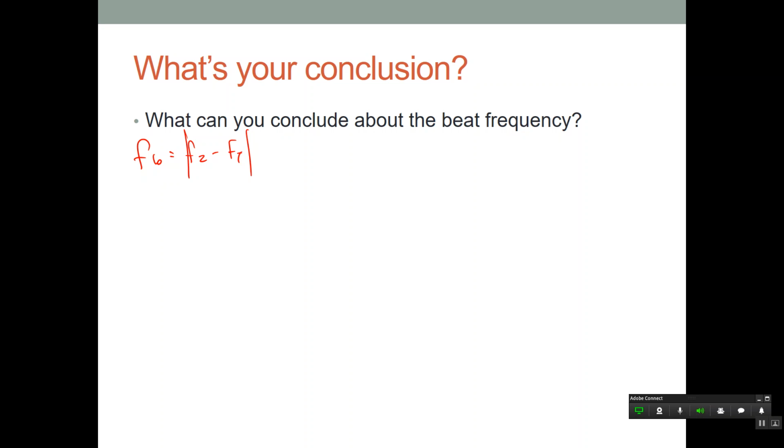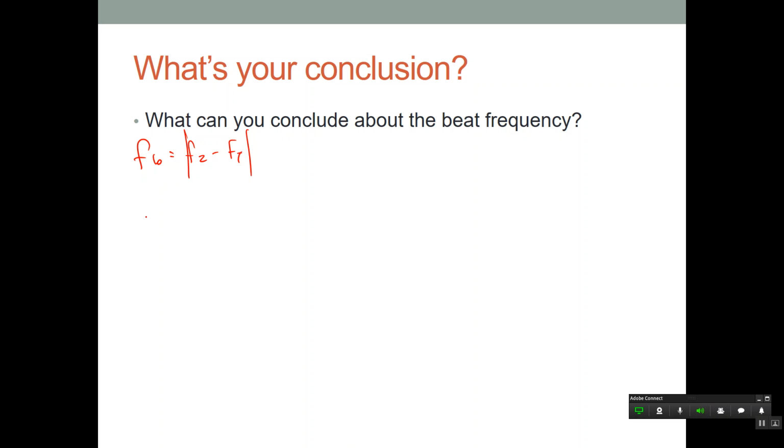The beat frequency FB is equal to the absolute value of F2 minus F1. I'm going to attempt to prove this to you guys. That'll be one of the proofs, I guess. Of course, there are very many of them. I have a book of proofs.